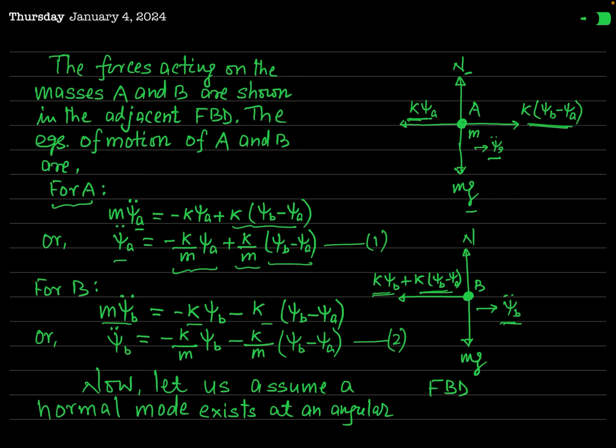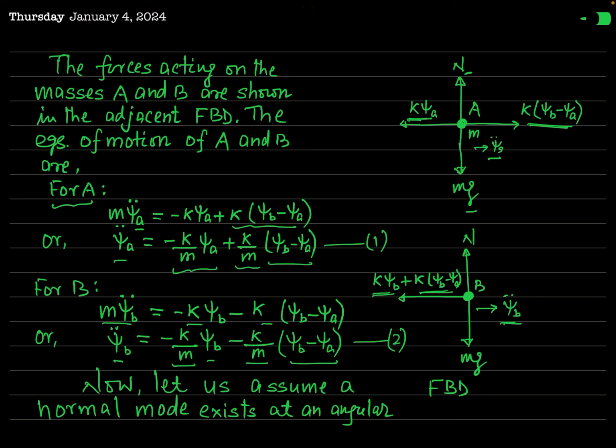And so you can write ψb double dot equals minus k over m times ψb minus k over m times (ψb minus ψa). So these are the two equations of motion of our system.